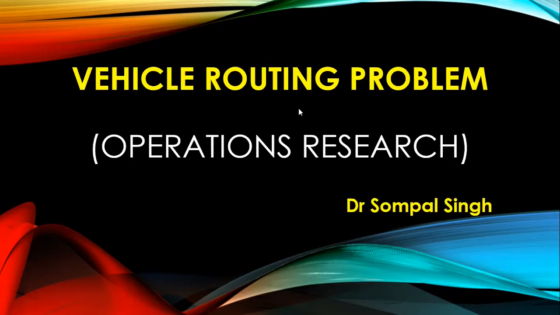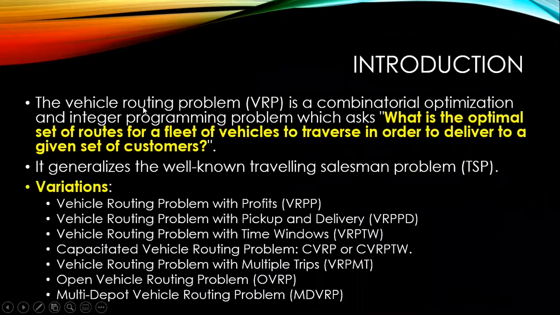Today I will talk about the vehicle routing problem as a part of operations research. The vehicle routing problem is a combinatorial optimization and integer programming problem which asks what is the optimal set of routes for a fleet of vehicles to traverse in order to deliver to a given set of customers. It generalizes the well-known traveling salesman problem, which I have described in my previous lecture.